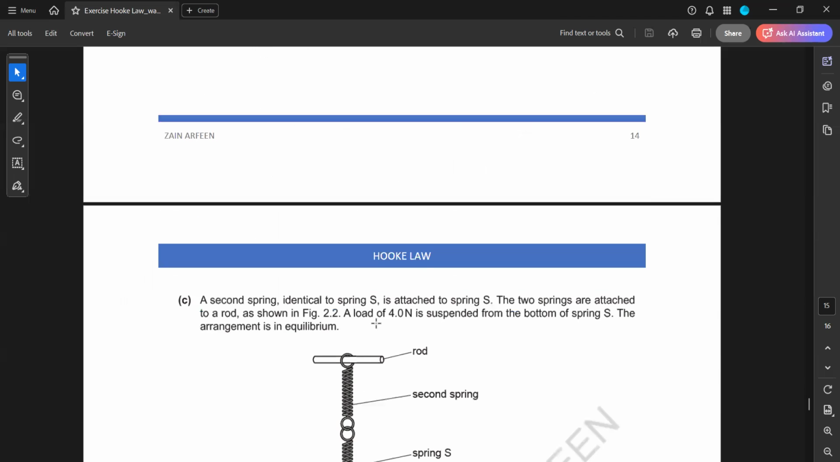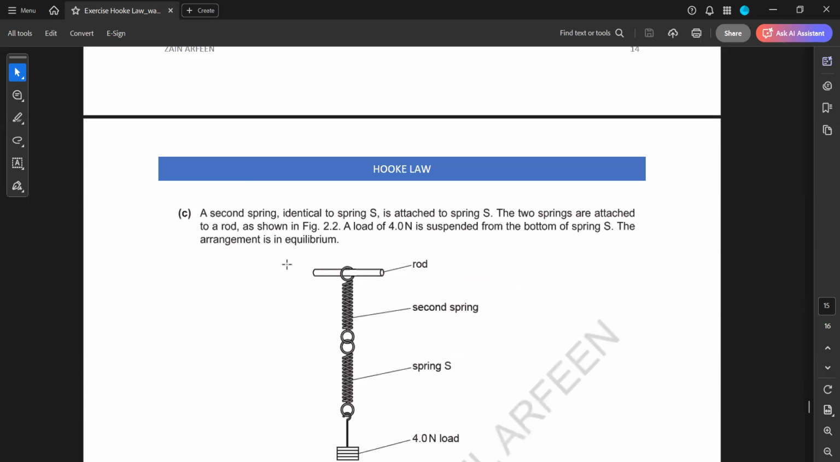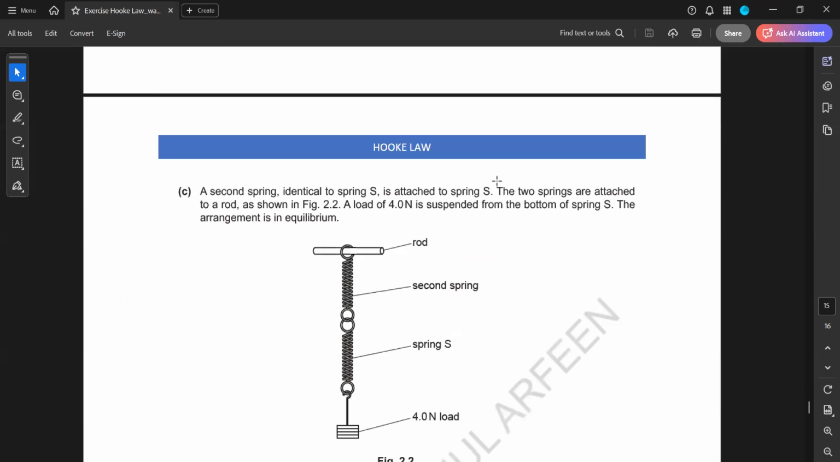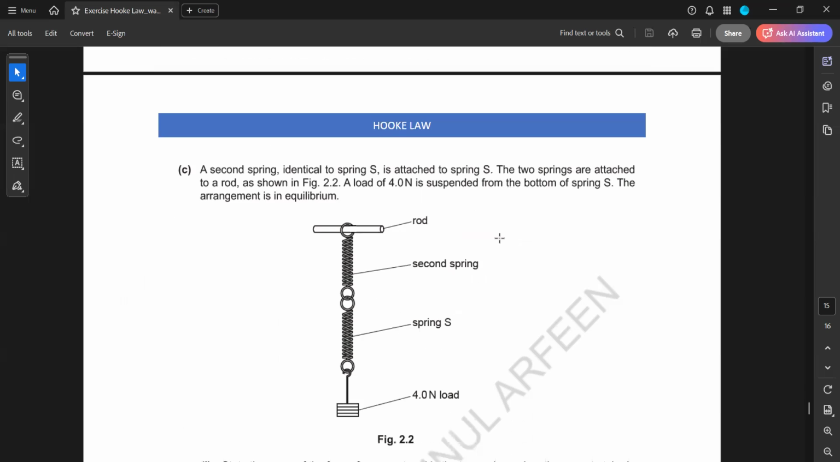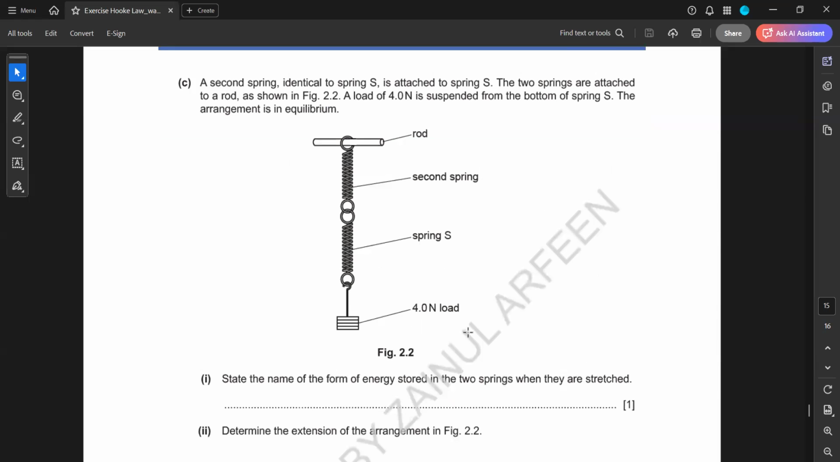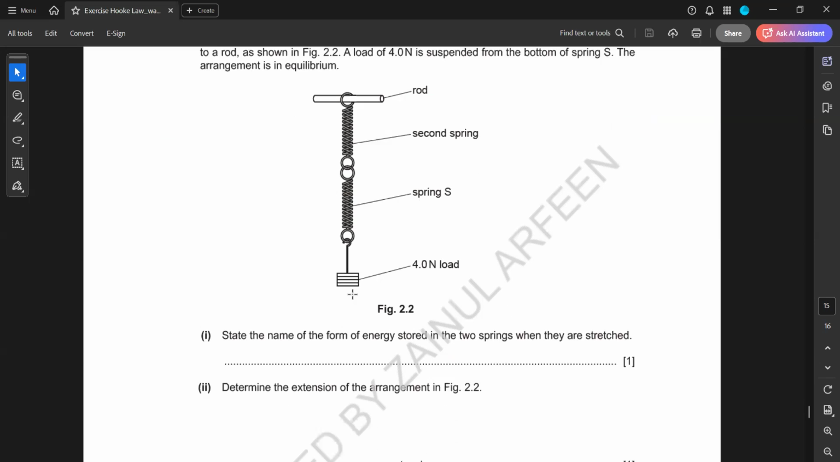Then the spring is there. You can see the second spring, identical. The two springs are attached and a load of 4 newtons is suspended. Like we attach a load of 4 newtons. State the name of the form of energy stored in the two springs. Elastic strain energy. When an object is deformed, it has elastic strain energy.